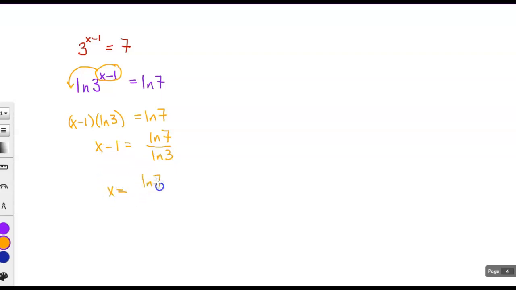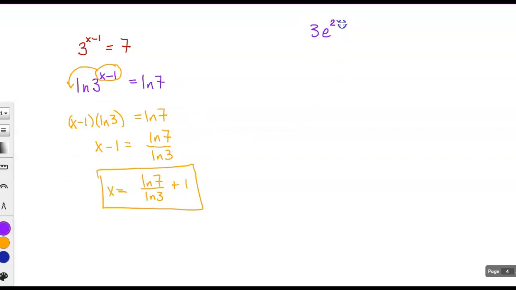So your final answer is this, and then you would just need to put it in a calculator. Okay? If you wanted to check it, all you would have to do is do 3 to whatever power this is, and it should get you 7. If you round this, though, it won't get you exactly 7 if you check it.